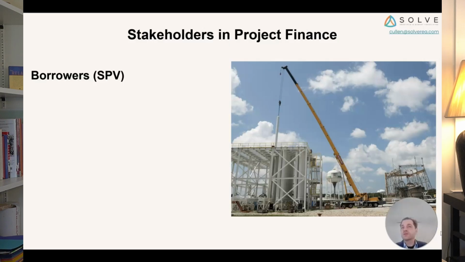In this section, we will talk through the various elements and components of a project finance deal, breaking them down in detail sufficient to understand the moving parts of the process. Now, who are the stakeholders in a project finance project? There's the borrower, or the special purpose vehicle or special purpose entity that we described earlier on.